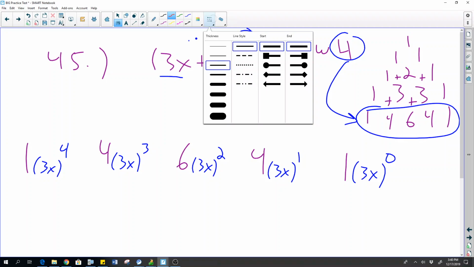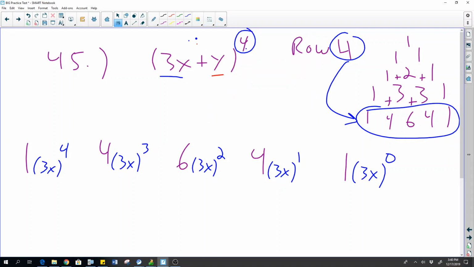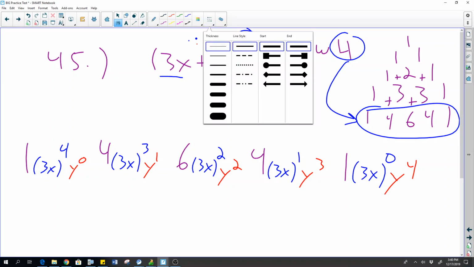Let's choose another color, maybe red. And so now we're going to use y and do that all the way across, those 5 terms, once again. But this time, instead of 4, 3, 2, 1, 0, we're going to do 0, 1, 2, 3, 4. Excellent. Cool. So now we just have to combine these things together to get our final answer.